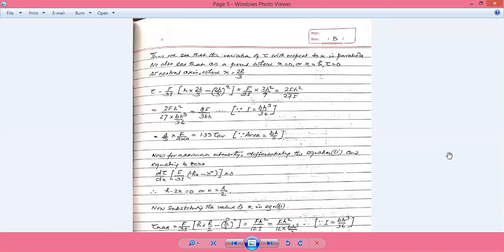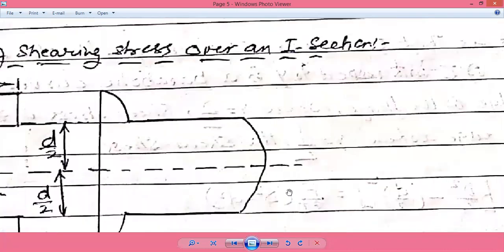Now, if we want to find out the maximum intensity of the shear stress, then we have to differentiate the above equation with respect to X and equate it to 0. Then d tau by dX is 3FI (H minus 2X) equal to 0. F by 3I cannot be equal to 0, so only this portion is equal to 0. So H minus 2X is equal to 0, or X is equal to H by 2.